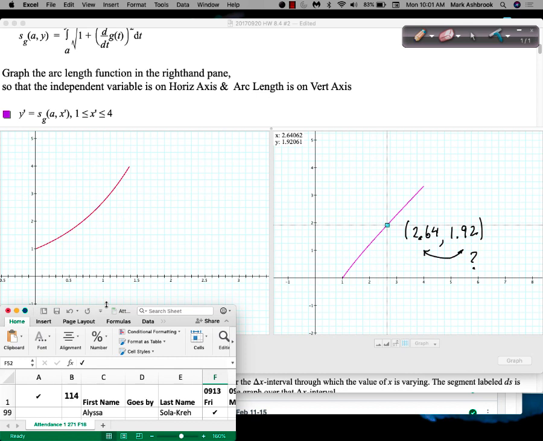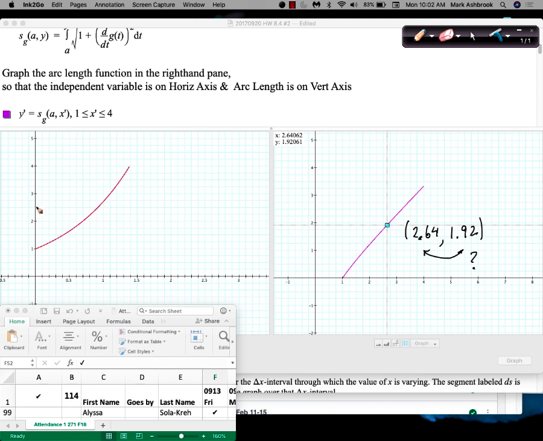Okay, so you said at 2.64 the arc length is 1.92. So when you say at 2.64, exactly what does that mean? 2.64 is what exactly? The graph on the left. So 2.64 here on the vertical. Okay, so at 2.64 on the vertical, is that about here?